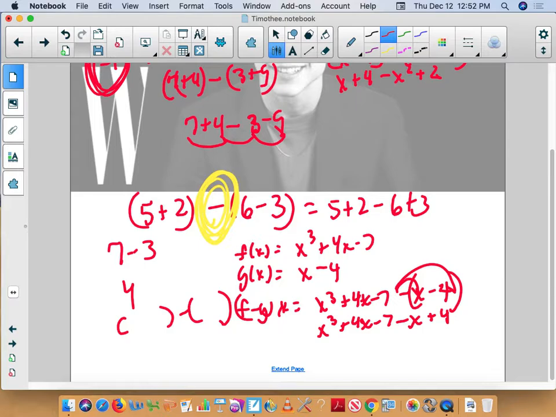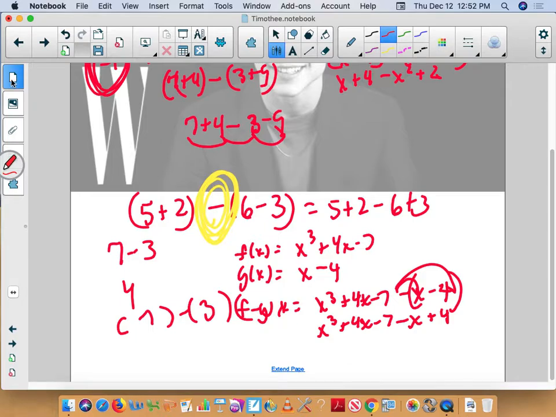Bailey, if you have numbers, I agree with you. Go in and find them. Okay? But if you don't have numbers, you run a great risk. So make sure you distribute the negative sign.